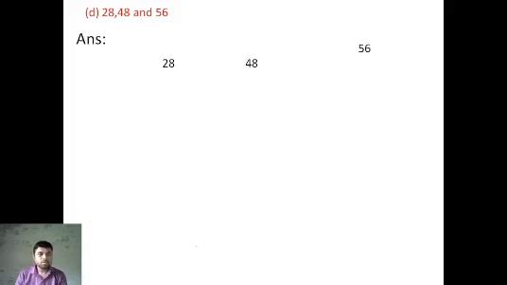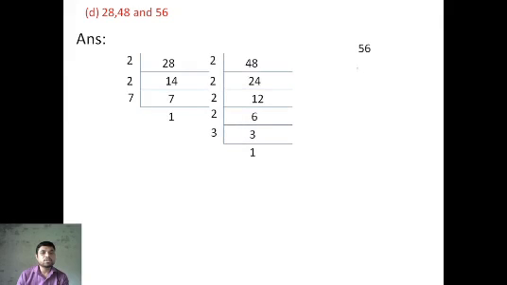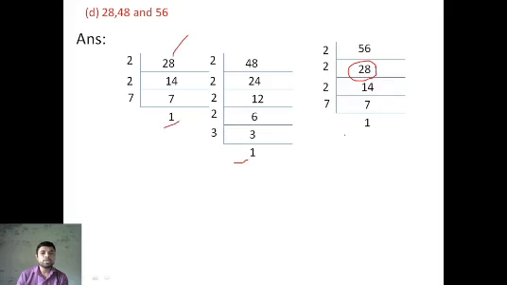Now come here, same. First 28 by 2, 14 by 2, 7 by 7, 1. Okay, so similarly 48 is here, and 56. Look, 28, and we already got 28 here. Okay, so it will be like this. Look, we stop when we reach 1. Is it clear?